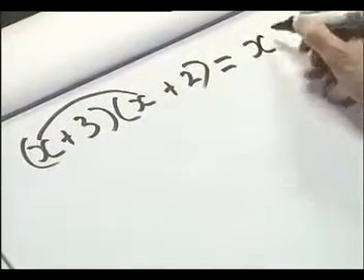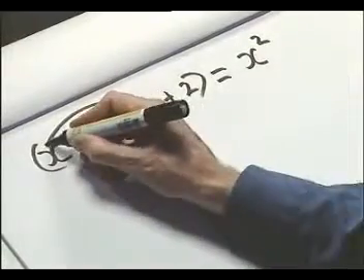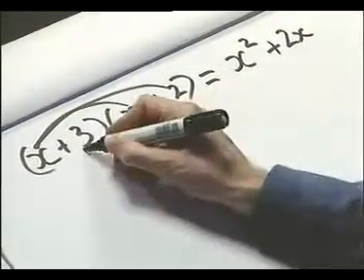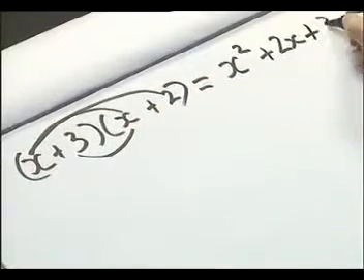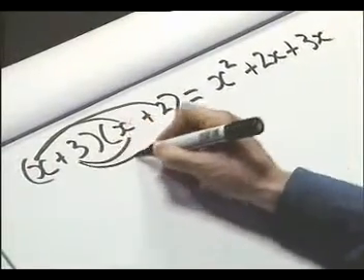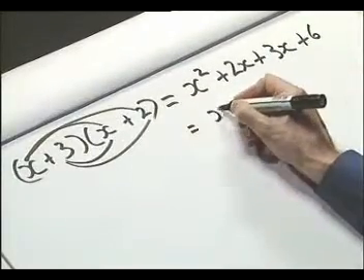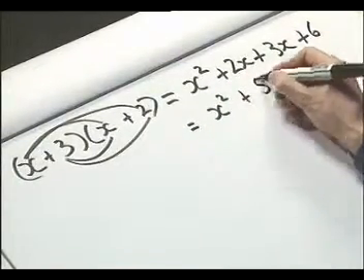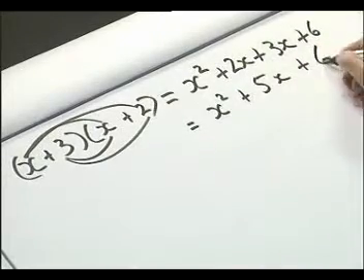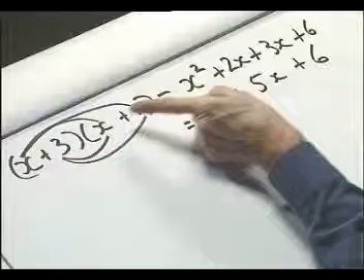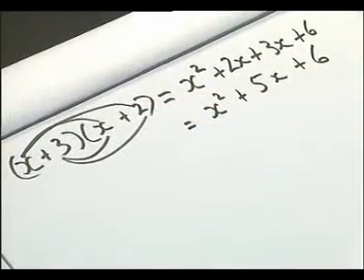X times by x is x squared. X times by 2 is 2x. 3 times by x is 3x. 3 times by 2 is 6. And this simplifies to x squared plus 5x plus 6. So we've gone one way. What happens if we want to go back the other way?